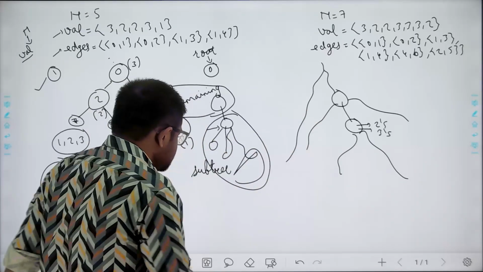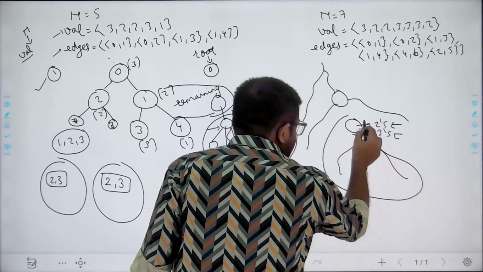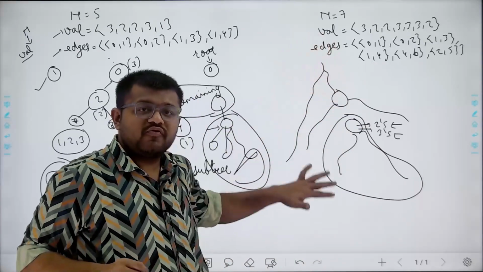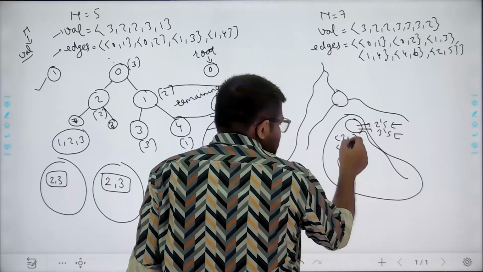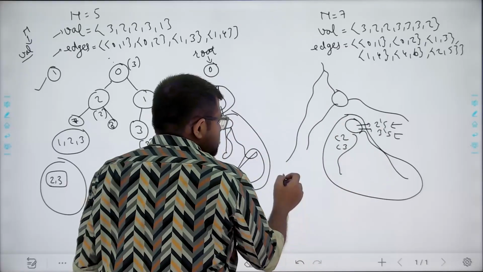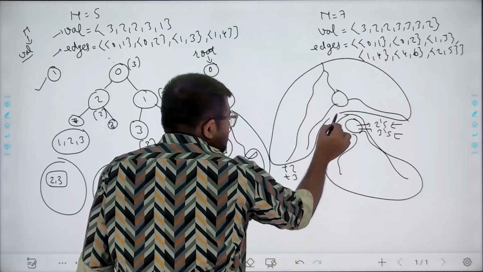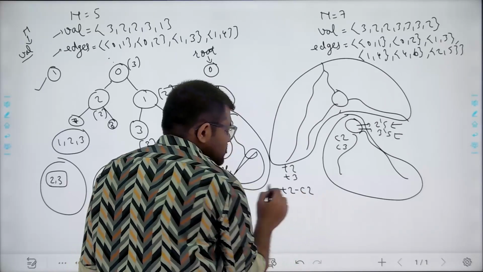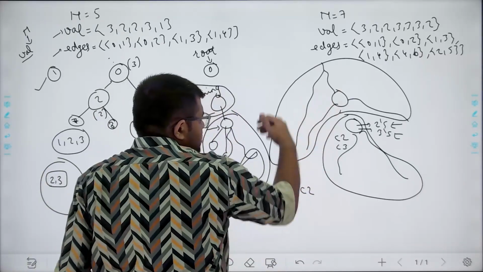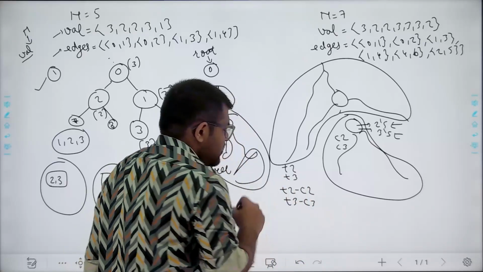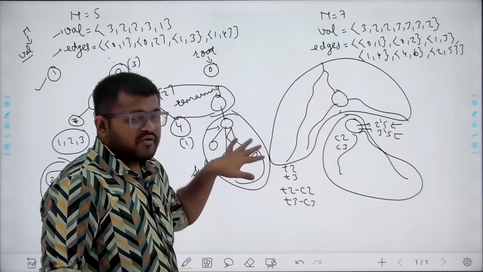How? When I remove this edge, I know the number of 2's and number of 3's in this subtree. I will also have a count of the total number of 2's and total number of 3's. So let's say the count of 2's in its subtree is C2 and count of 3's in its subtree is C3. And the total 2's count is T2 and total 3's count is T3. So in the remaining portion, other than this subtree, what will be the count of 2's? It will be T2 minus C2, where T2 is the total number of 2's and C2 is the number of 2's in its children. The count of 3's in the remaining part would be T3 minus C3, because T3 is the total number of 3's and C3 is the number of 3's in this subtree.